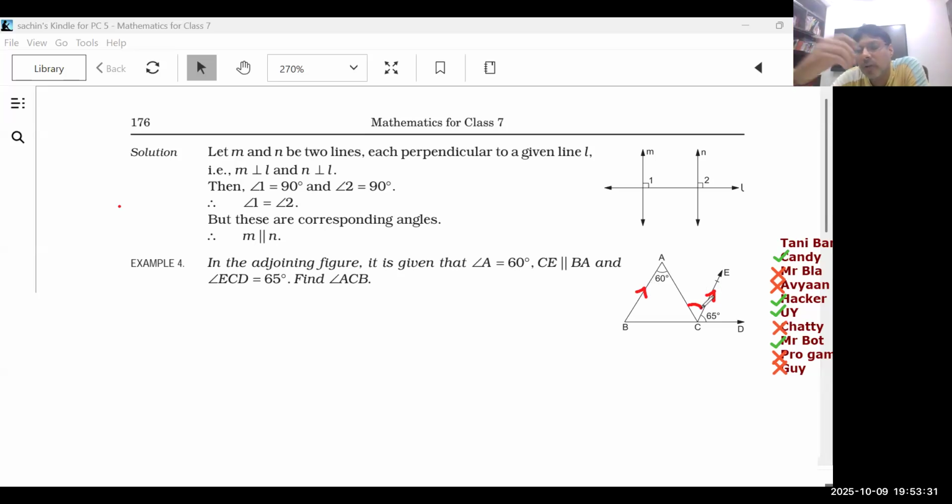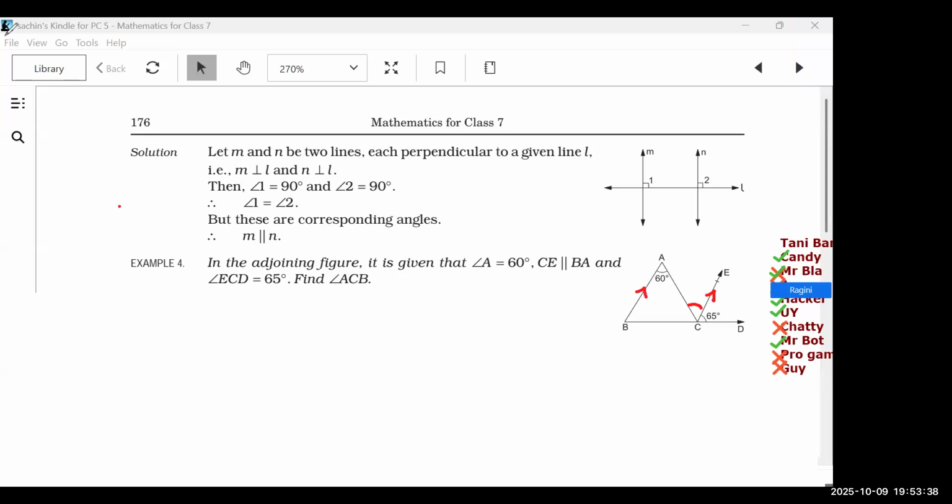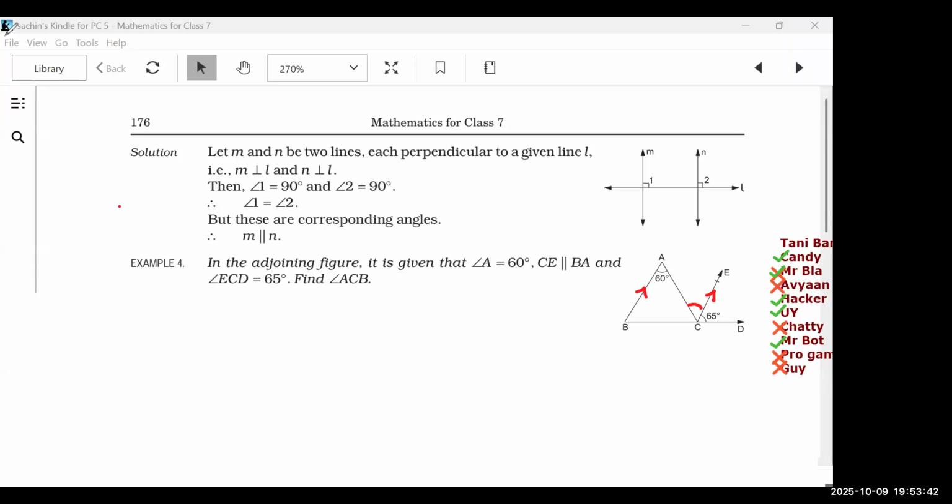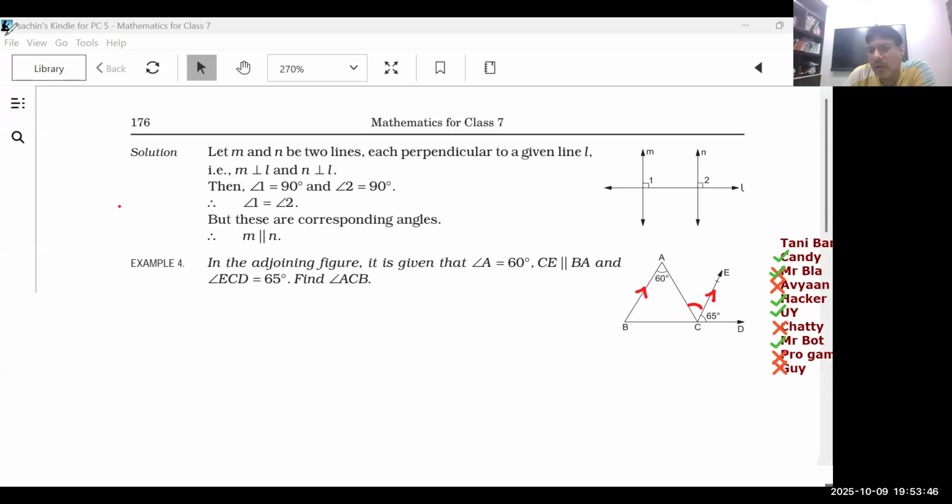Those who got it wrong, only those can speak. Mr. Cow has done parallel lines. How much will this angle be? I was trying to find that. I did not know. Chatty, Avyan and pro gamers, how much will this angle be? Chatty, unmute. Sir, I was trying to find that out.